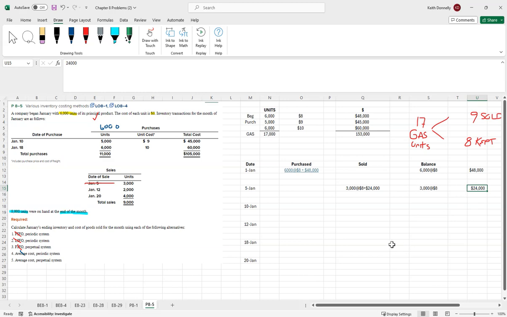Okay. Now, let's see, January 10th. We bought some more. That's great. What did we buy? 5,000 units at $9 a unit, so $45,000.